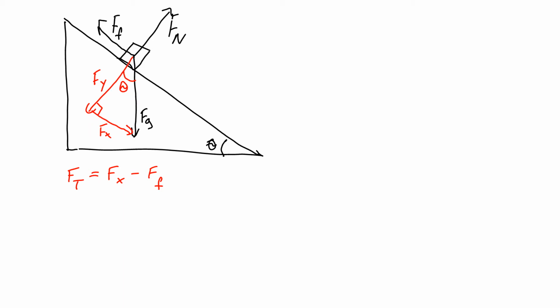Fy and Fx come from gravity. Fx is pulling it down the ramp. Fy is the component of gravity that's pulling it into the ramp. It doesn't have anything to do with friction necessarily. Fy is part of gravity, so Fx is going with gravity. Part of gravity pulls it down the ramp, and part of gravity pulls it into the ramp.